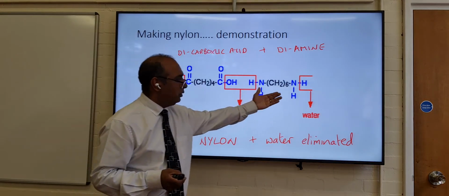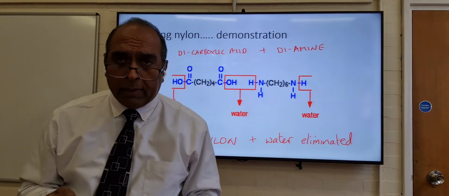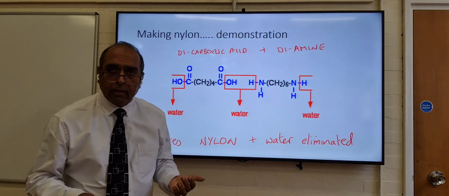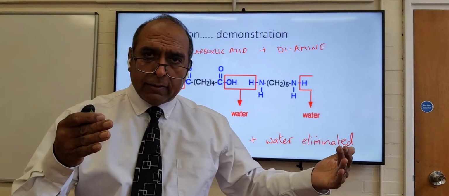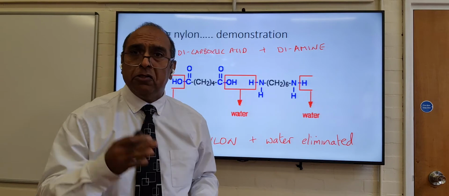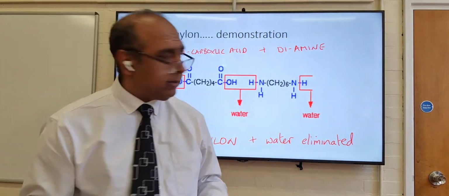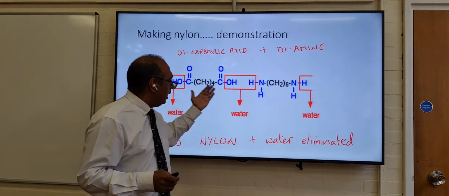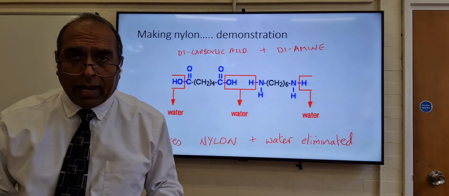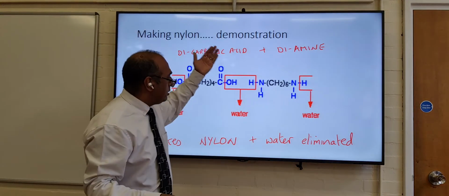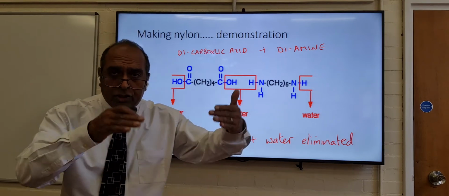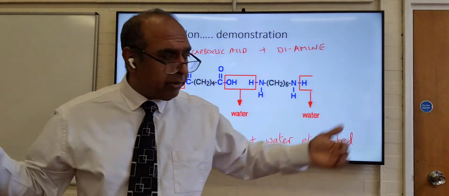And also, I want a diamine, because I want both sides to be able to react. And what happens is one amine group comes and reacts with a carboxylic acid group, just like amino acids did. And they kick out water, and that links that one to that one. But then the ends can carry on and react further, because they are diamines with dicarboxylic acid. They can react further, and the chain will then grow and grow and grow.